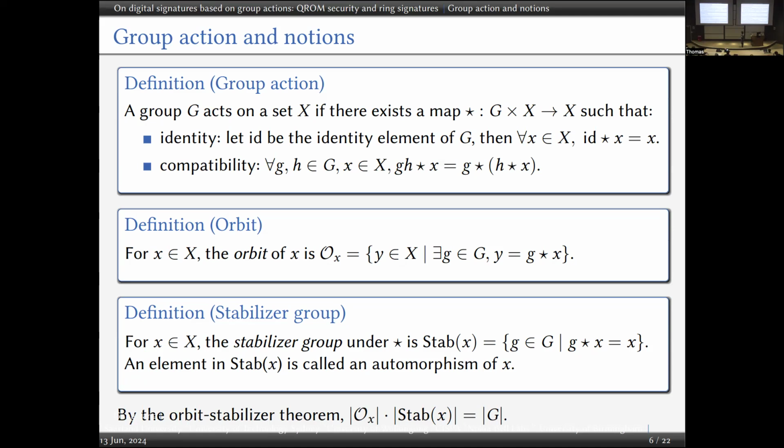Then the stabilizer group. If we fix one set element X in the set X, the stabilizer group of this X is the set of elements that send X to X itself. We also have a relation between the size of the orbit and the stabilizer group. By the orbit-stabilizer theorem, the size of the orbit times the size of the stabilizer group is equal to the size of group G.